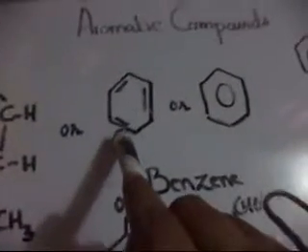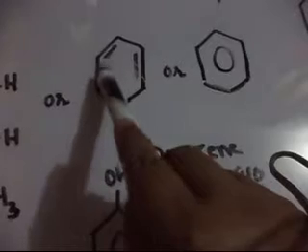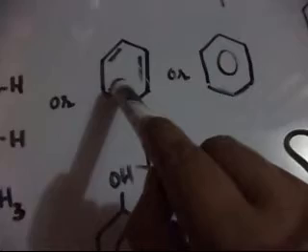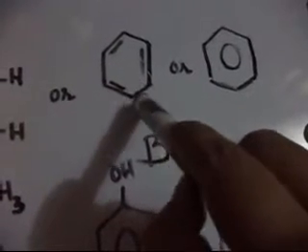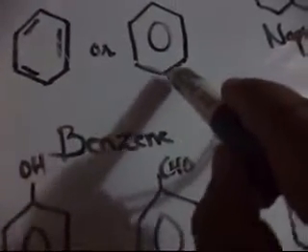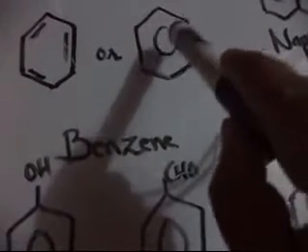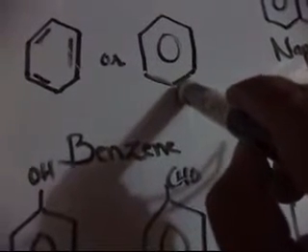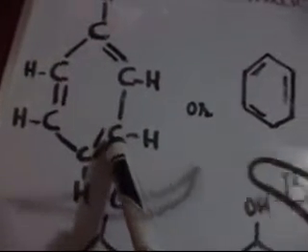We can also write it as this structure, where there is a hexagon with the 3 double bonds inside. This is again the benzene structure. In the third case, we can also write this compound as a hexagon which has a circle inside. This is again the same compound, benzene. So you can say that benzene can be represented in 3 different forms, like this, the second one, or the third one.